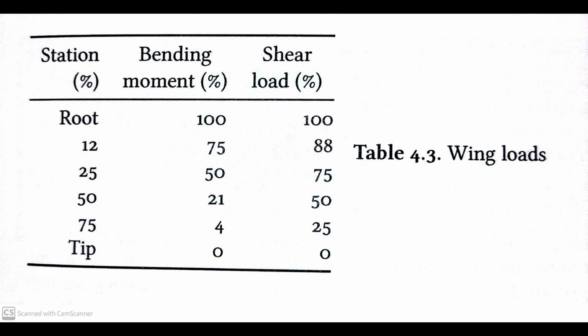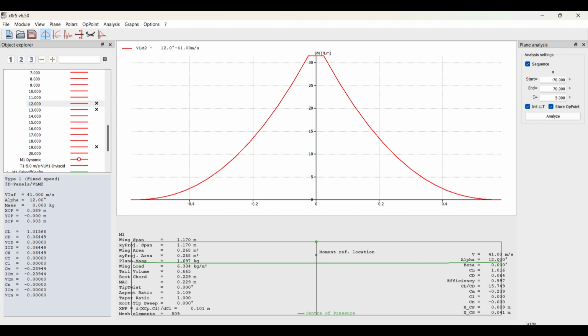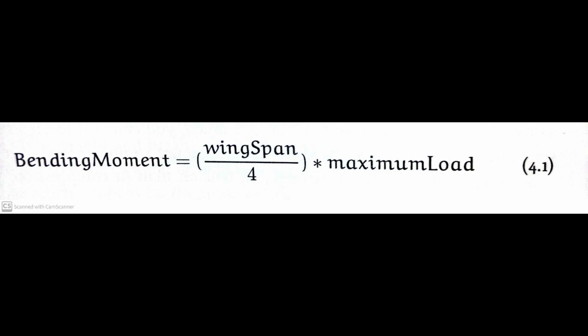Table 4.3 shows the bending moment and shear load percentages at various positions along the span of the wings. This is important when considering how to design the inner wing structure. Bending moment can be seen in this example graph in XFLR5. Bending moment is equal to wingspan over 4 times maximum load.